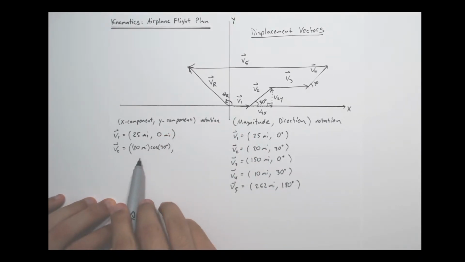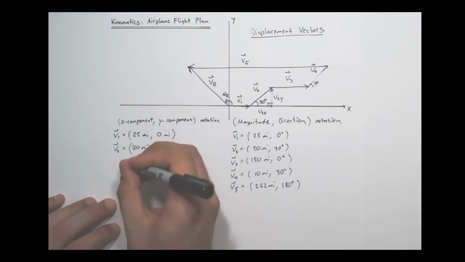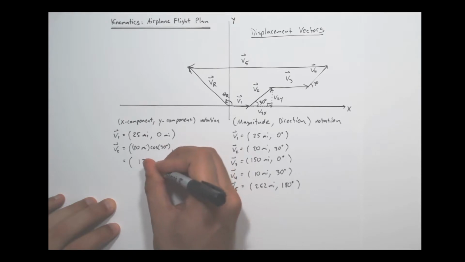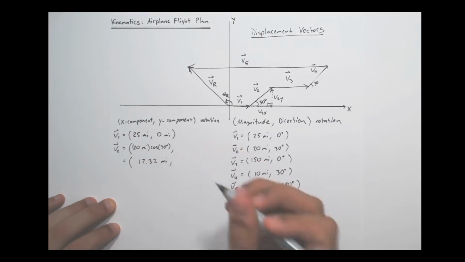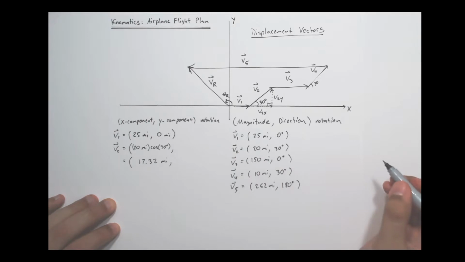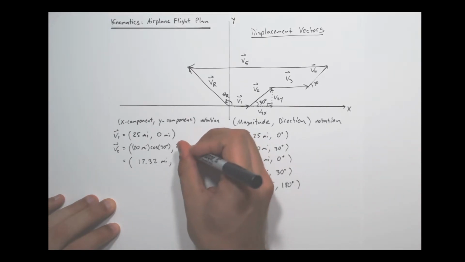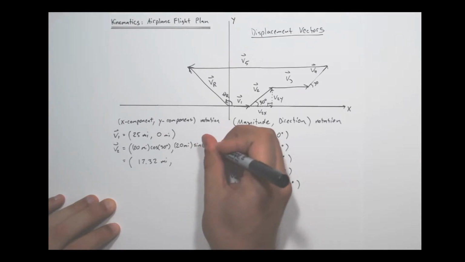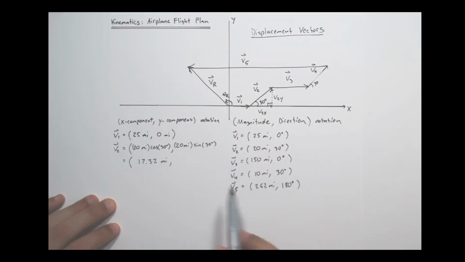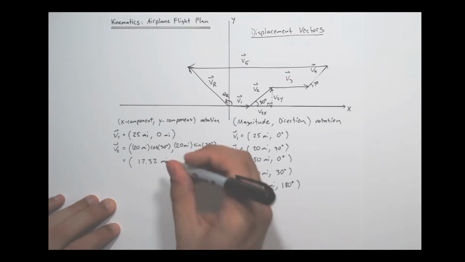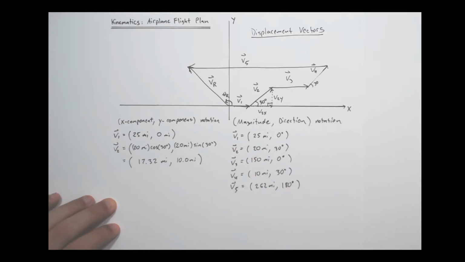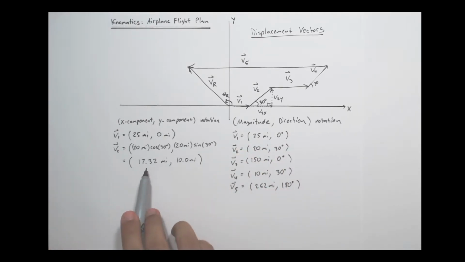I can type this into my calculator and get an exact value, and that will end up being 17.32 miles as my x component. And now I still need the y component, so using the formula we derived earlier, 20 miles times the sine of 30 degrees will be the expression, and that comes out to 10.0 miles. So I now have my expression for v2 in x component and y component notation.